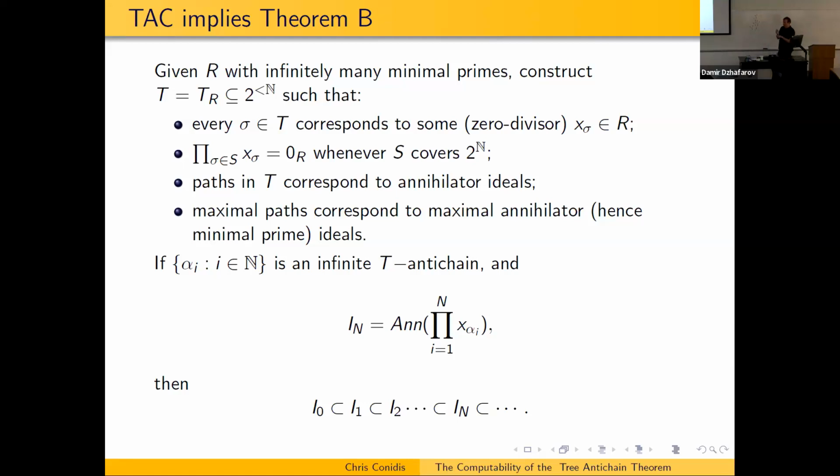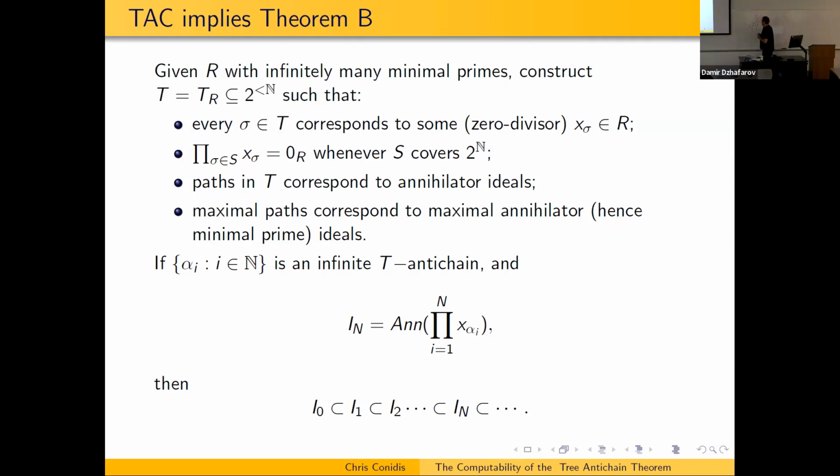Now the question is, why do antichains in the tree correspond to infinite, strictly ascending chains in the ring, right? Remember that the ring indeterminates are indexed by the tree, so we have sigma in the tree, and in the ring we have x of sigma.